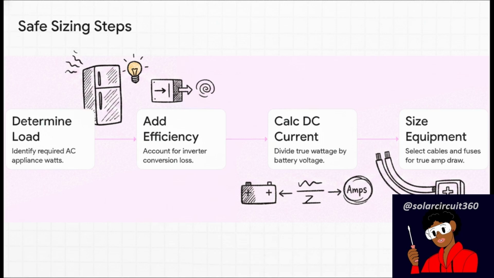Let's wrap this up into a super clear 4-step process for you to take away. Step 1, determine your AC load. Know exactly what your appliances are going to pull. Step 2, account for inverter efficiency. Bake in that 10% loss so you know the true wattage your inverter is demanding. Step 3, calculate the actual DC current. Divide that true wattage by your battery voltage. And step 4, size your cables and fuses for that true amp draw, not the theoretical, perfectly efficient one. If you follow this process, you are going to prevent overheating, save your equipment, and avoid some really dangerous mistakes.